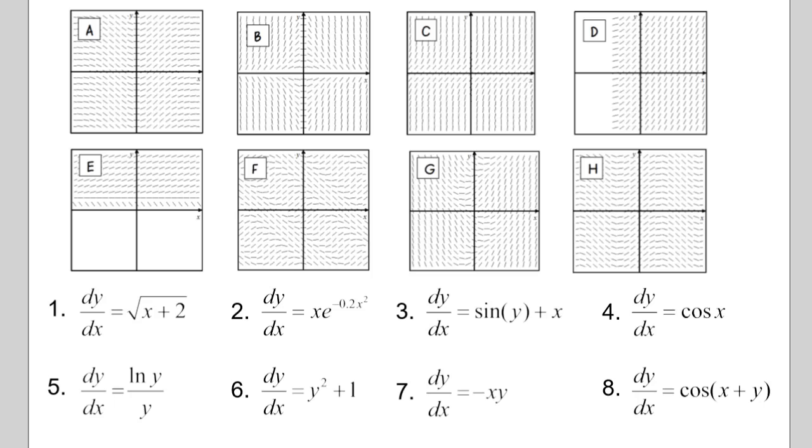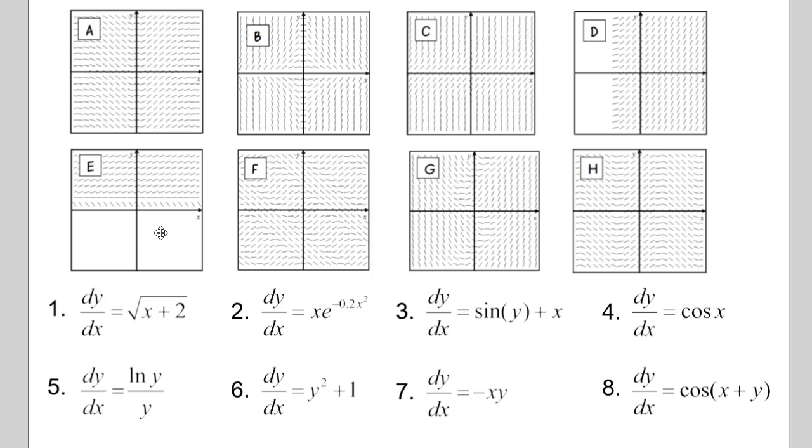Okay, so let's see if we can do a little bit of matching. We won't go through all of these, but we need to match these slope fields to these derivative equations. So we're looking for certain properties, right? And when I look at these, E and D stand out most to me.